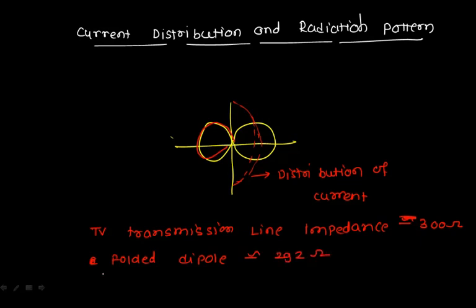ठीक है, effectively used for television transmission. So this is nothing but why the folded structure is done and how you are achieving input impedance which is 4 times larger than your normal dipole impedance. So we'll stop here. I hope the things are clear.